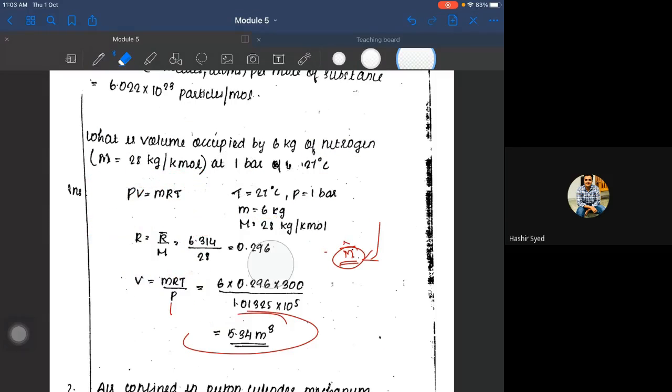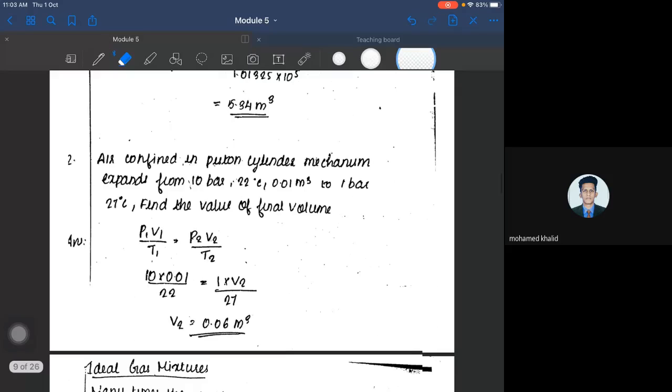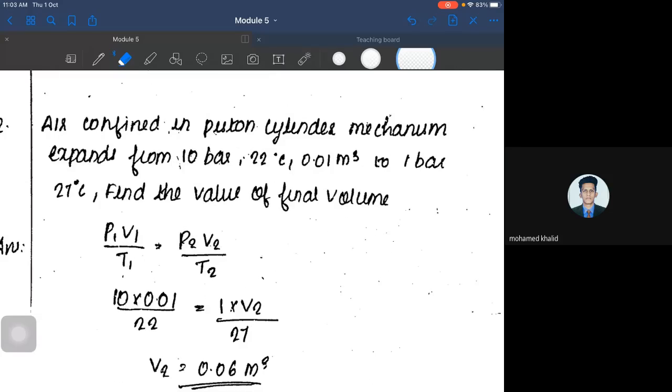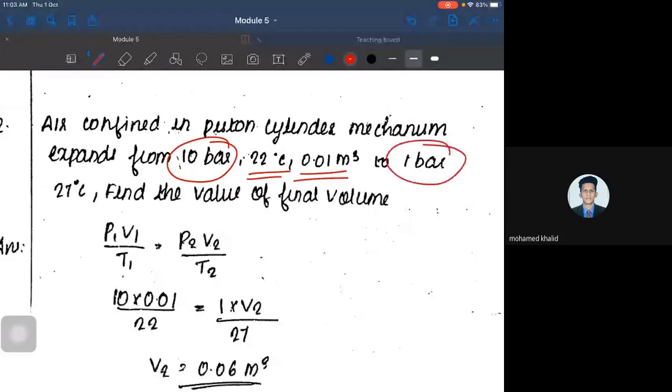Any doubts in this problem? Any doubts? No, sir. Okay, the last problem, which is very easy. Let us look into it. Air confined in a piston cylinder mechanism expands from 10 bar, 22 degrees Celsius, 0.01 meter cube to 1 bar, 27 degrees Celsius. Find the final volume, which is very easy.